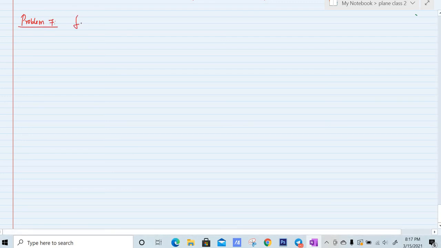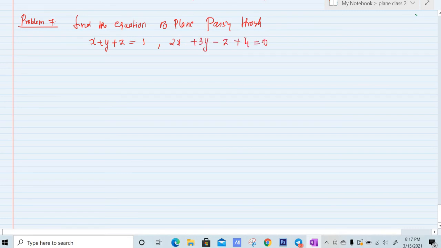So find the equation of plane passing through x plus y plus z is equal to 1, 2x plus 3y minus z plus 4 is equal to 0, and parallel to x-axis, y-axis. Okay. So first we need to find the equation of plane passing through the point of intersection of these two planes. So first we will do the first part.